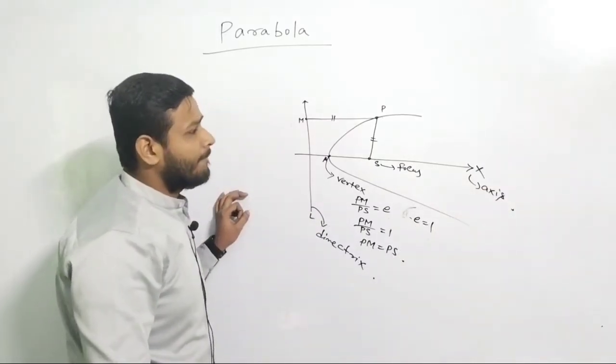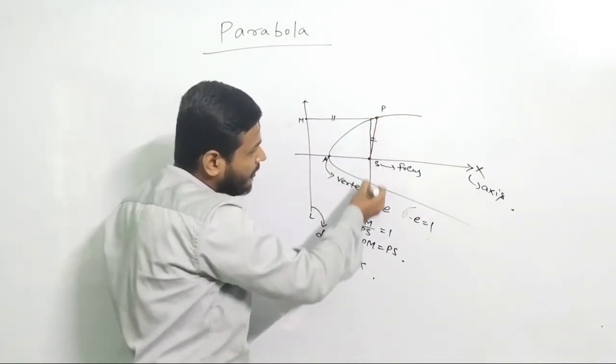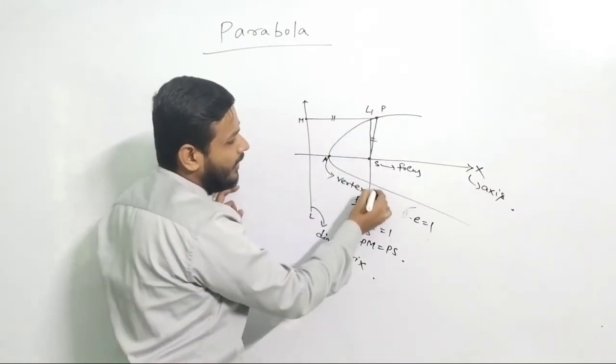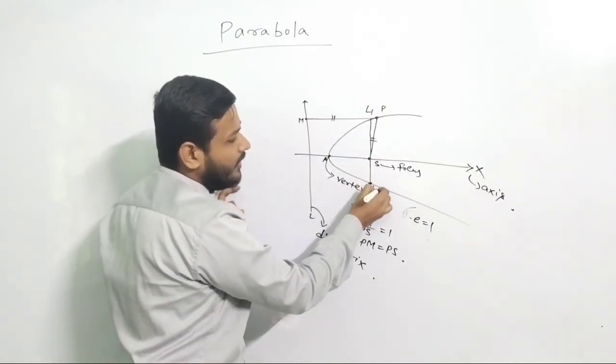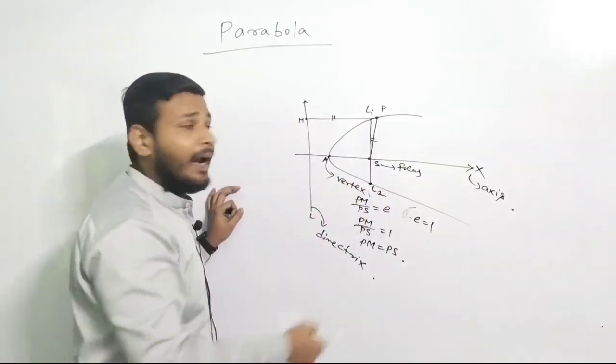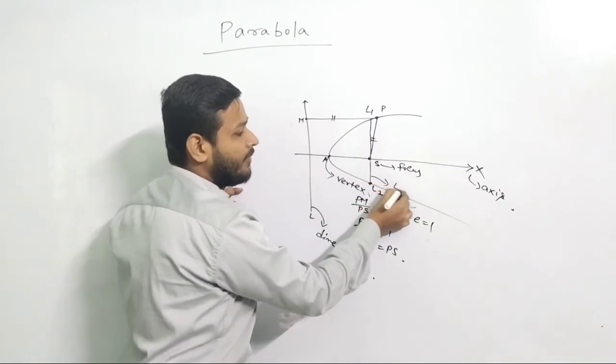A straight line, named L1, L2, passing through the focus and perpendicular to the axis is known as the latus rectum.